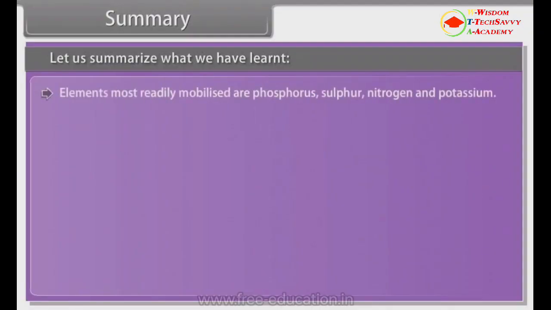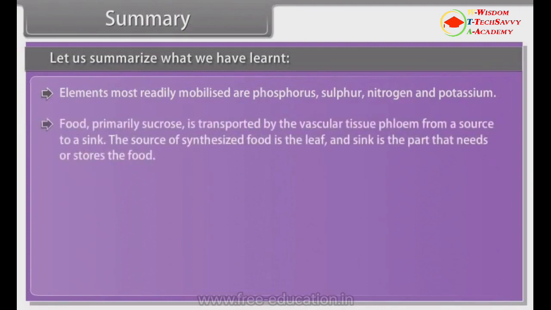Elements most readily mobilized are phosphorus, sulfur, nitrogen and potassium. Food, primarily sucrose, is transported by the vascular tissue phloem from a source to a sink. The source of synthesized food is the leaf, and the sink is the part that needs or stores the food.